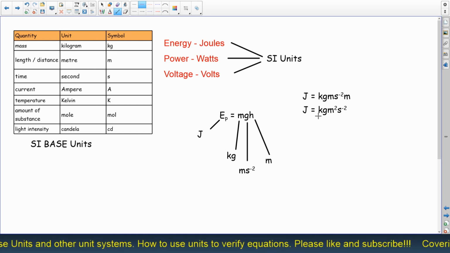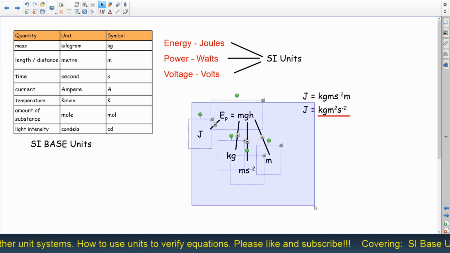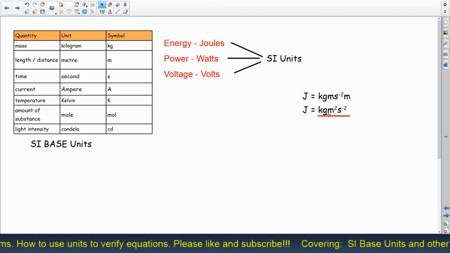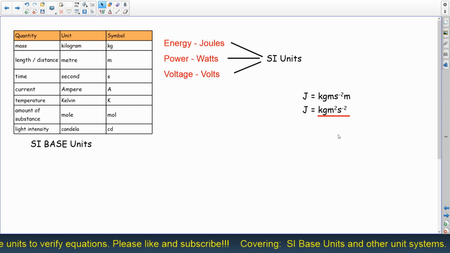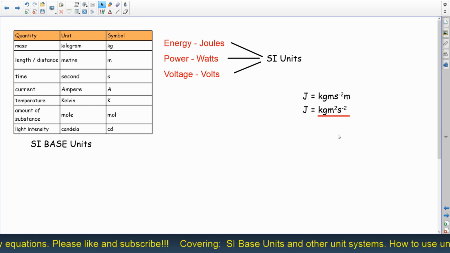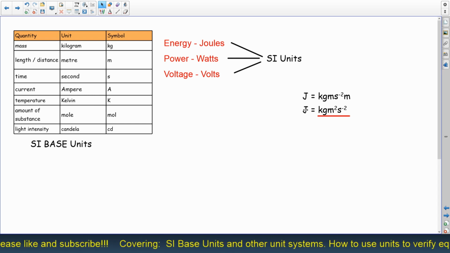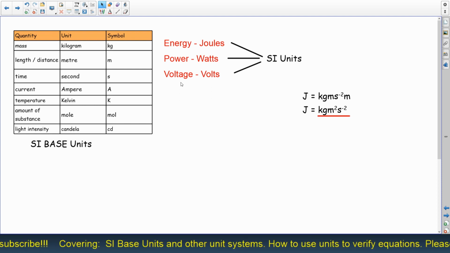And you can sort of see why we just use joules, because this is a mouthful. And it also hides the fact that we're talking about energy. That kg m squared s to the minus 2 doesn't exactly scream energy at you. It might if you were practiced with it, but at the minute it doesn't. Whereas when I say joules, you say energy. Joules, energy. Joules, energy. I hope you're playing along at home.